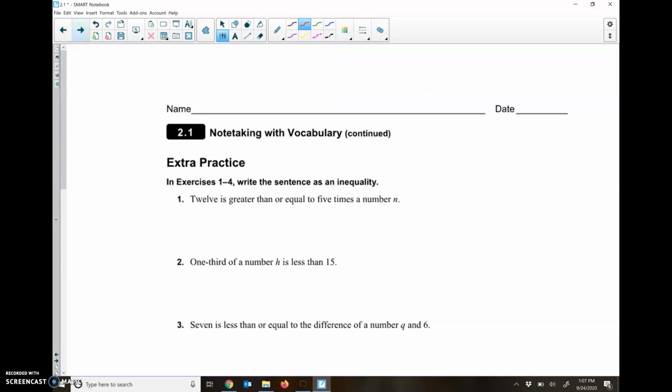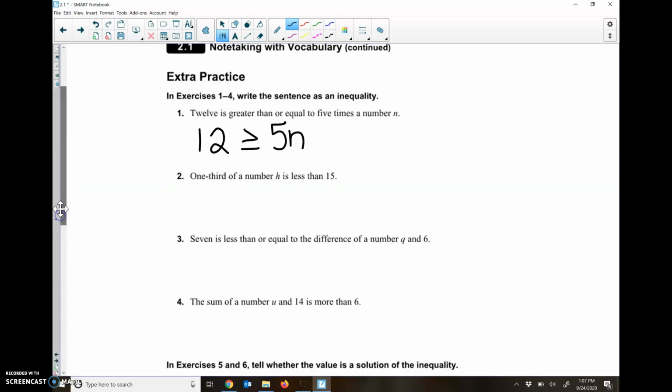All right, let's look at some more examples here. So this one, they want us to write it out. So 12 is greater than or equal to 5 times a number n. So 5 times n. And we're just writing these out. We don't even have to solve them today. So we're done right there. Second one, 1/3 of a number h is less than 15.